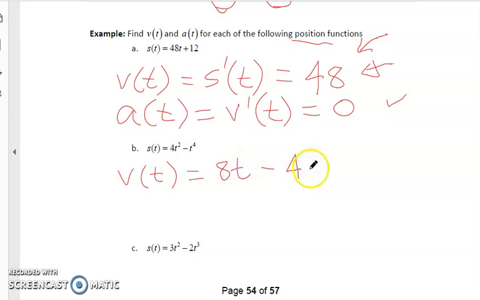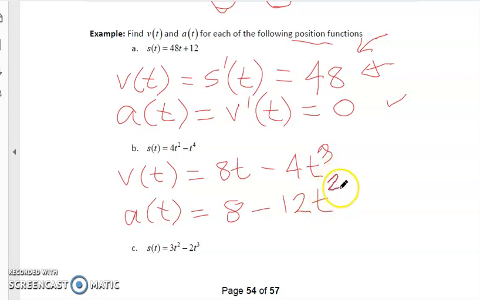4 comes down in front, t, subtract 1 from the 4, and you get t to the power of 3. There's your velocity function. And for your acceleration function, all you need to do is take the derivative of that once again. And you're going to have 8 subtract 4 times 3 is 12, t to the power of 2. And there's your acceleration function. It's pretty straightforward. There's nothing tricky about this at all.